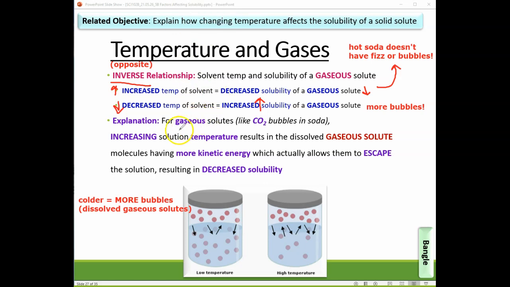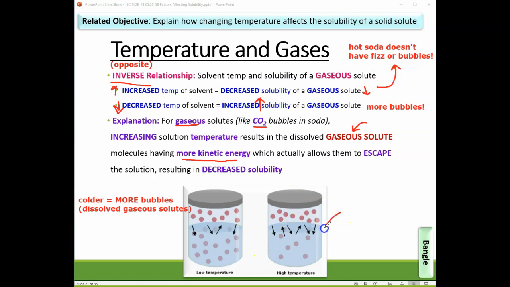So for gaseous solutes, like the bubbles in soda, those are carbon dioxide bubbles. As you increase the temperature of the solution, this actually also increases the temperature of those gases. So our gaseous solute also begins to have increased temperature. So now our dissolved solute also has more kinetic energy, and now they can actually begin to escape the solution, resulting in decreased solubility. Like I said, if you try to boil soda, those gases escape very, very quickly.